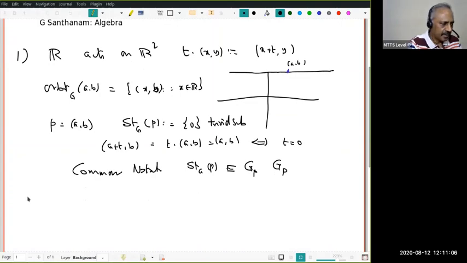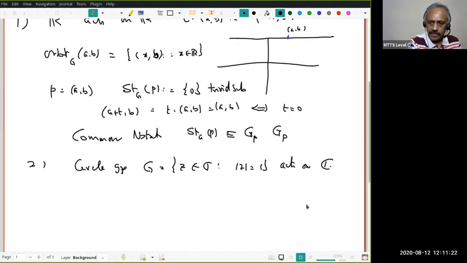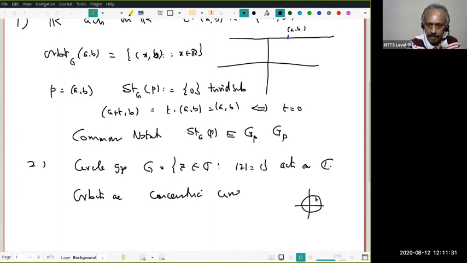Now let's look at the second example. Remember, we have the circle group G, which is the complex numbers of modulus 1. It acts on C, and we found out the orbits are concentric circles, centered at the origin. Now we want to look at the stabilizer.